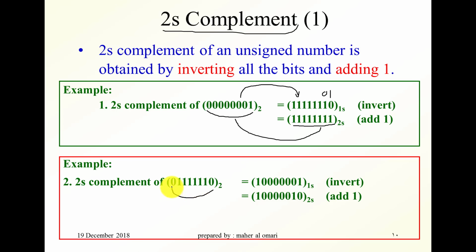For example, this number. What is the 2's complement for this number? You find first the 1's complement. This is the 1's complement for this number. And then you add 1 to it. So what do you get after you add 1? 1 plus 1 is 0. And 1 here. 1 plus 0 is 1. And the zeros go down and the 1 go down. So this is the 2's complement for this number.